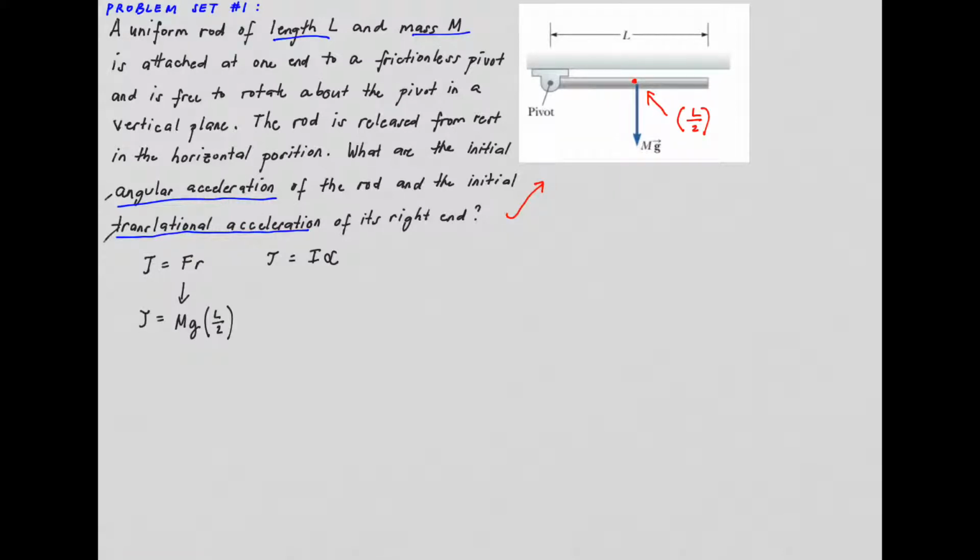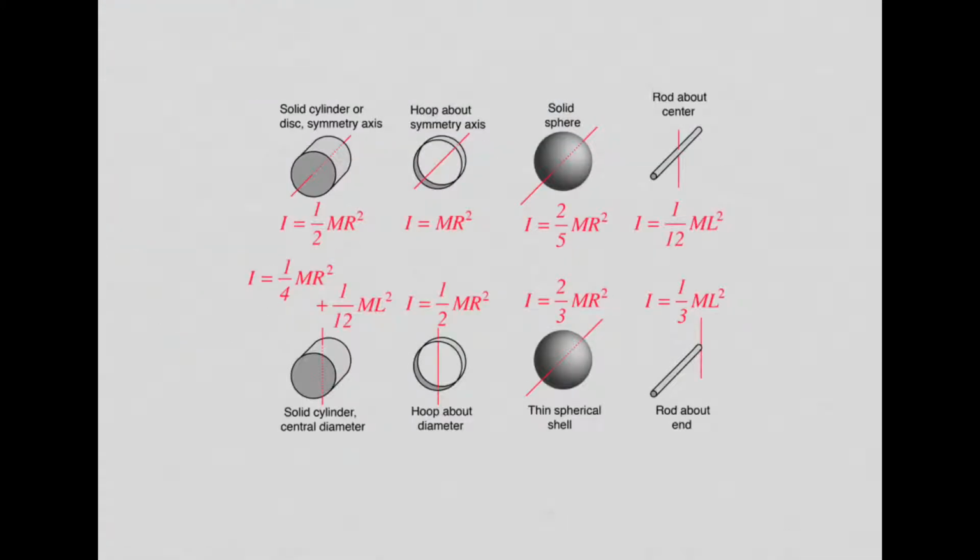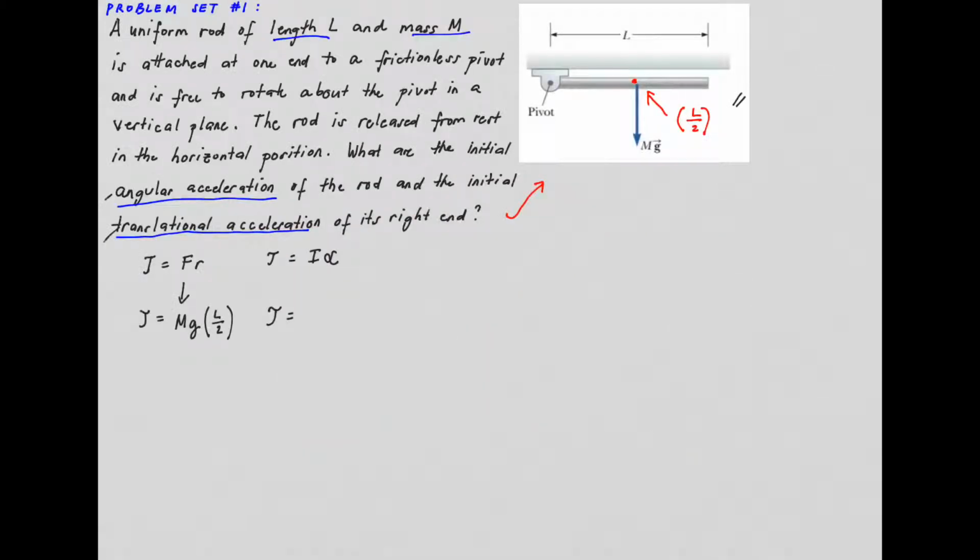Now, how about the torque? We have the moment of inertia of this rod. Let's look at the moment of inertia for this rod. This is the rod about the end, so we have this formula, 1/3 multiplied by mL squared. So we will write here 1/3 multiplied by the mass multiplied by L squared, then multiplied by the angular acceleration. And we could now work our equation.